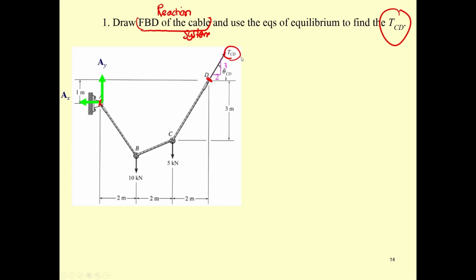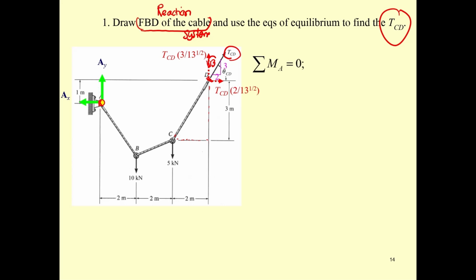But before that, again, you got to take the components. Since this cable has horizontal 2, vertical 3, the ratio over here is going to be 2, 3, and square root 13. So the component in x is going to be T sub CD times 2 over square root 13, and the vertical is going to be 3 over square root 13 times T sub CD.